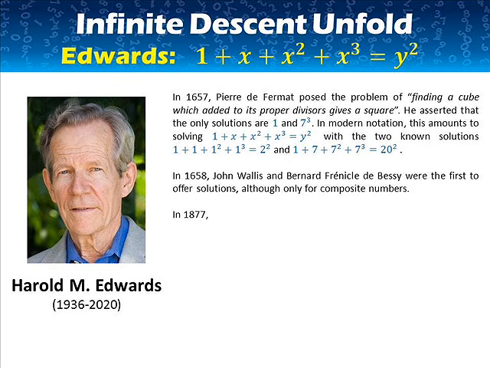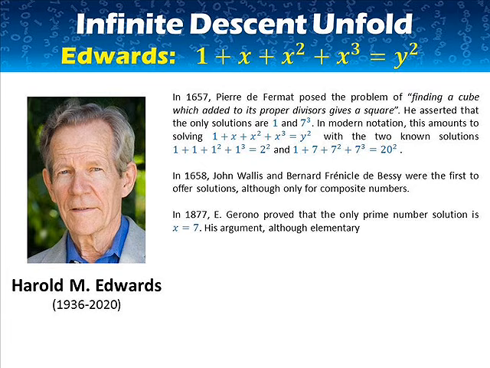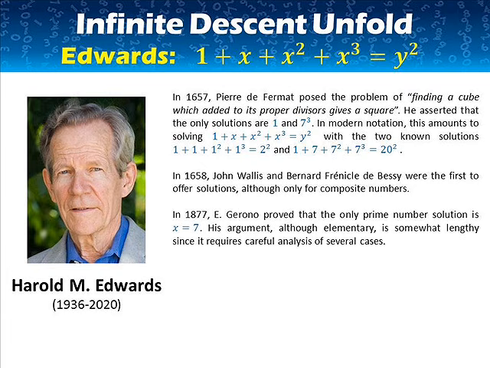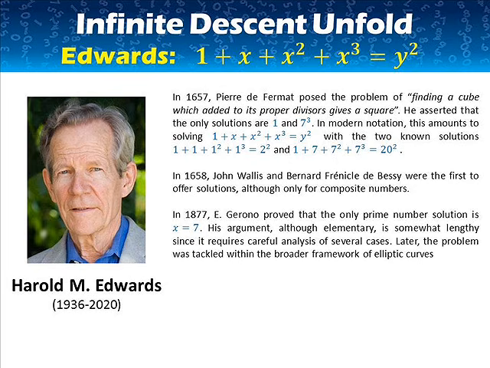In 1877, Gerono proved that the only prime number solution is 7. His argument, although elementary, is somewhat lengthy since it requires careful analysis of several cases. Later, the problem was tackled within the broader framework of elliptic curves, where the same result follows more easily.